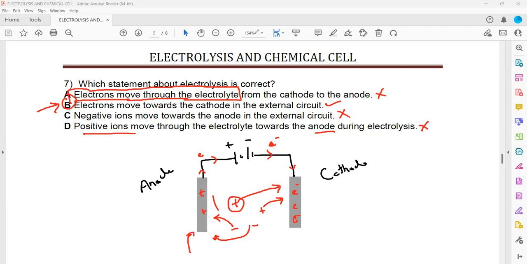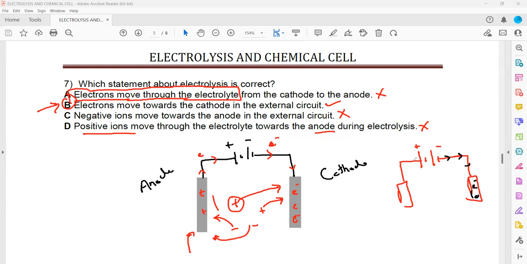Why are the electrons moving from negative? Because the negative terminal of a battery supply the electron. So it's always the case whenever you have a cell or a battery, it will always supply the electron because majority of the electrons are here. So these electrons start to flow and they will stop at cathode.